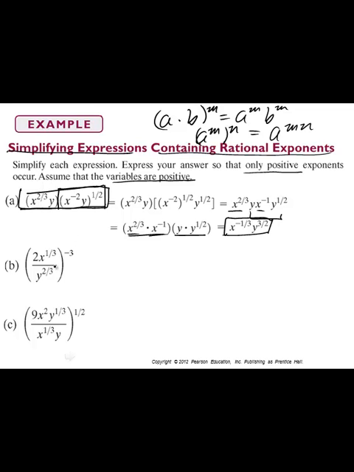For part B, we have 2 times x to the 1/3 power over y to the 2/3 power, raised to the negative 3 power. All right, now the negative exponent of negative 3, that negative means that you flip this whole fraction upside down and then raise to the 3rd power. Oops. By the way, I'm sorry, let's go back to this one. We were supposed to only use positive exponents, so we could write that x to the negative 1/3 power is x to the 1/3 in the denominator here.